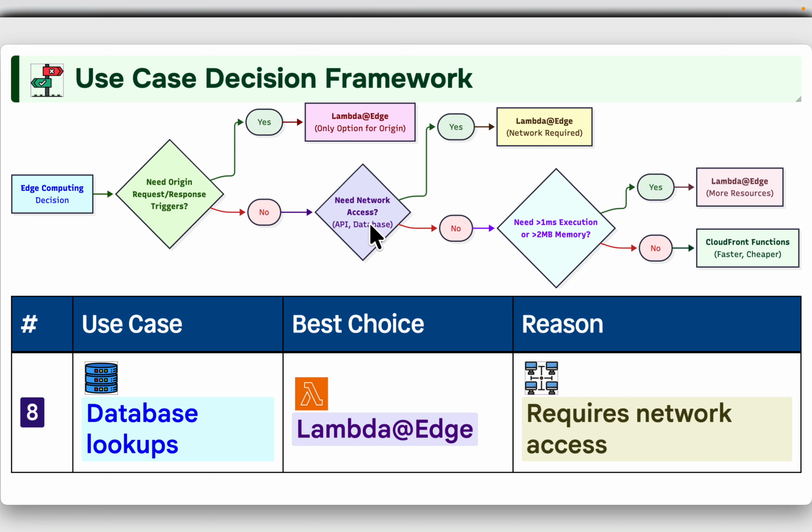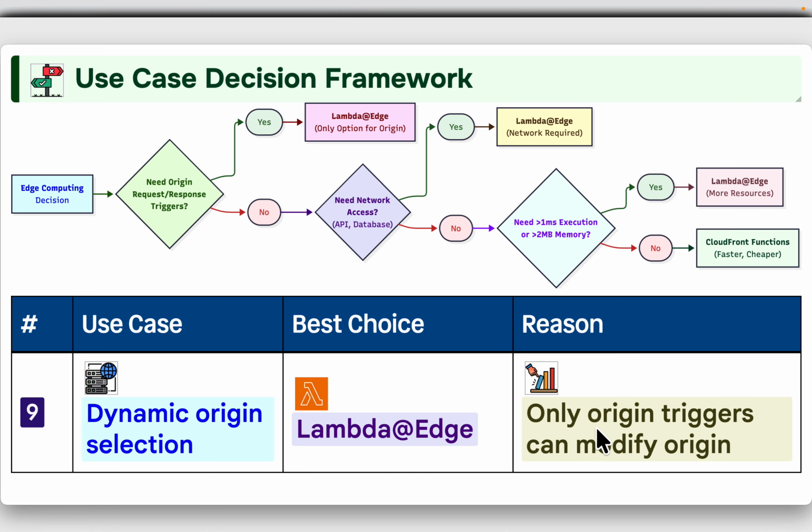So for this, if you have an API or database, I covered this. And this is the viewer and origin request and response trigger. So this is database lookup. Next, if you have any dynamic origin selection, use Lambda at Edge. You can only change the origin during the origin request trigger, which is only supported by Lambda at Edge.